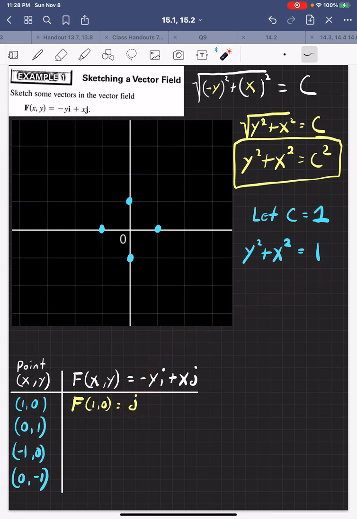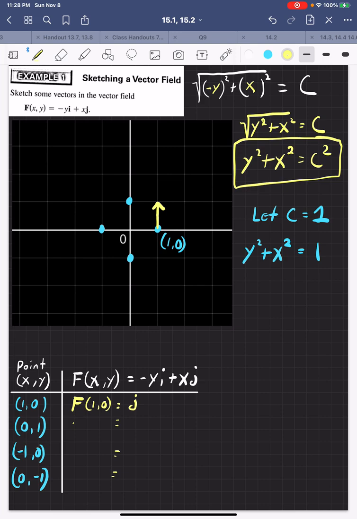So let me go ahead and do that. I'll take my time with the first few. I'm plotting a vector right here at (1, 0). From here it's going to be moving in the j direction, so that's this way, and it needs to have a length of 1. Now I'm going to do the same thing with the other 3 points.